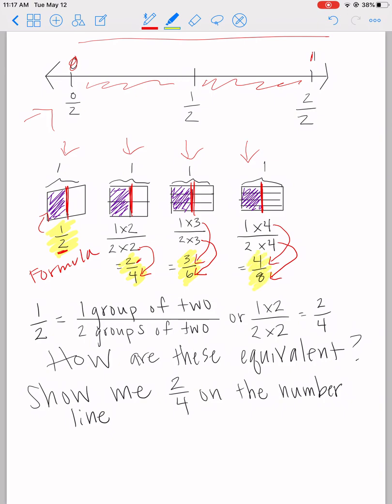And they're all the same, guys. It's just here you get a bigger piece of the puzzle. Here you get smaller pieces, and the pieces get smaller and smaller. So right here, 1/2 equals 1 group of 2, 2 groups of 2, or 1 times 2 over 2 times 2, and you get 2/4.